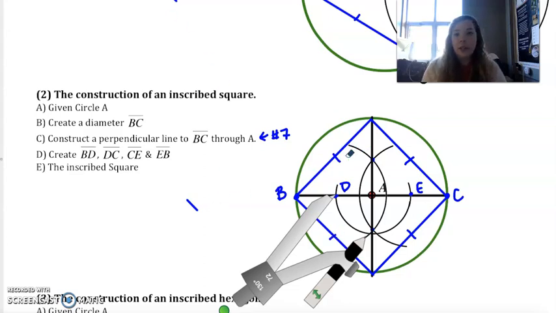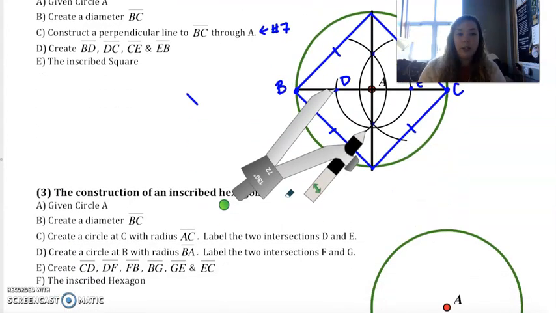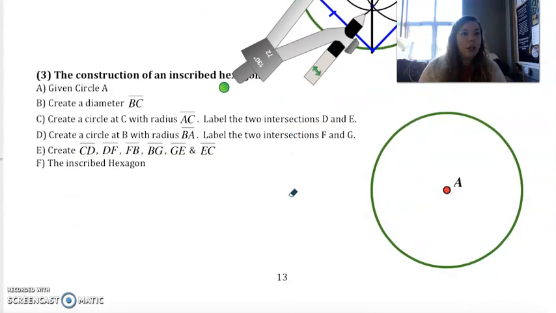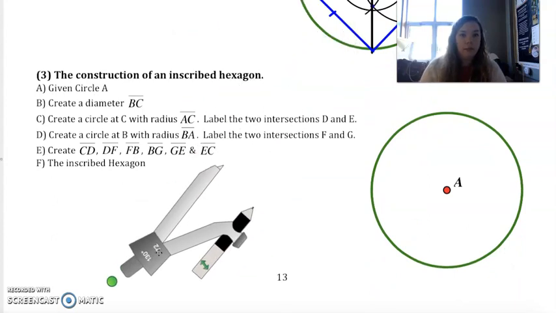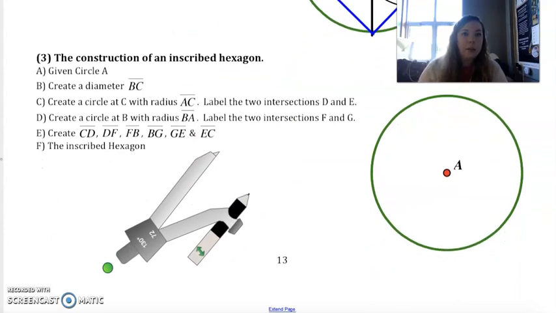Okay, and these little tick marks I'm putting on here are showing us that we know the sides are all congruent. They have the same measure. All right, now a hexagon. Given circle A, create a diameter BC. So we're starting out the same way.